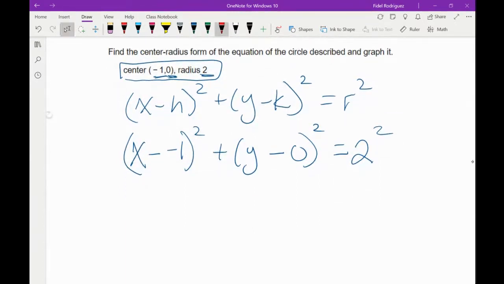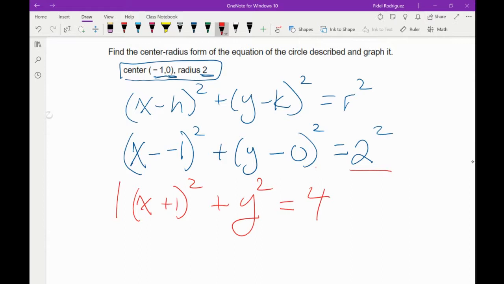Now, I'm going to simplify this piece, guys. Minus and minus, doesn't that really give me plus? Because when you subtract the negative, it becomes positive, right? And then y minus 0, that's just y squared, right? Because y minus nothing is still y, but I still have to square it. And then equals, anybody know what's 2 squared? 4, right? Okay.